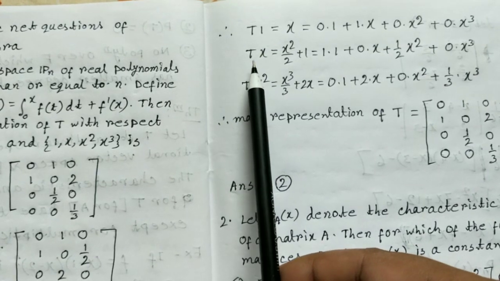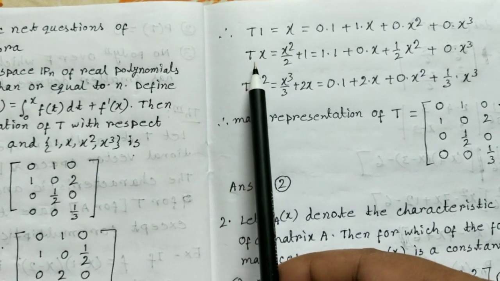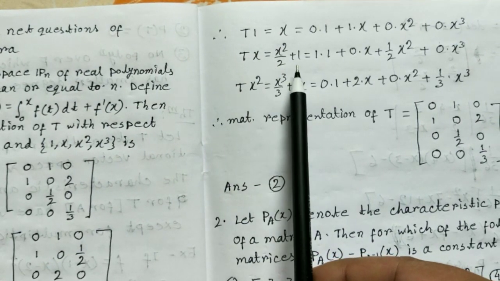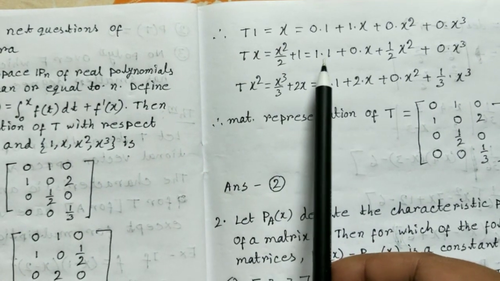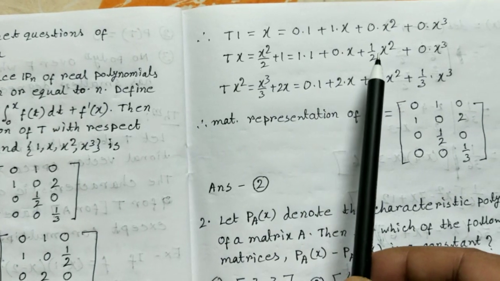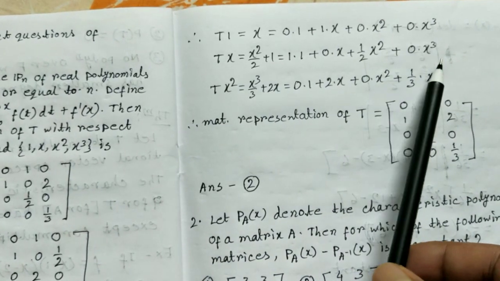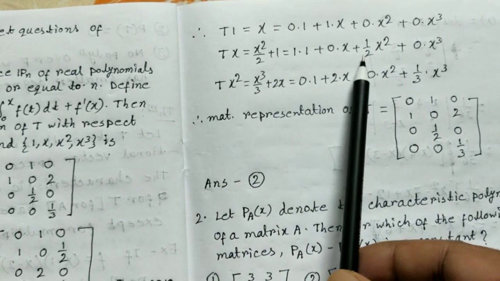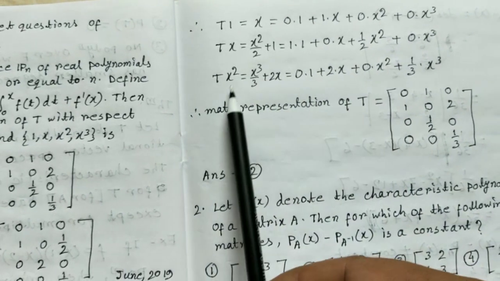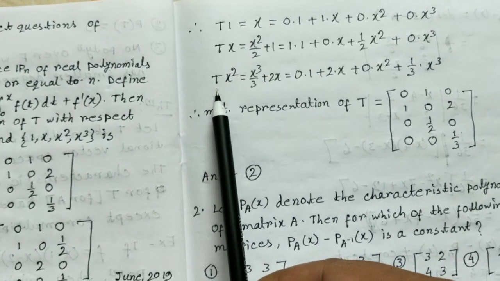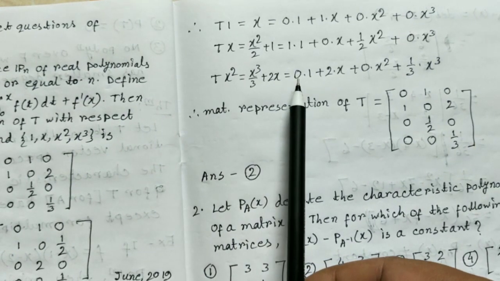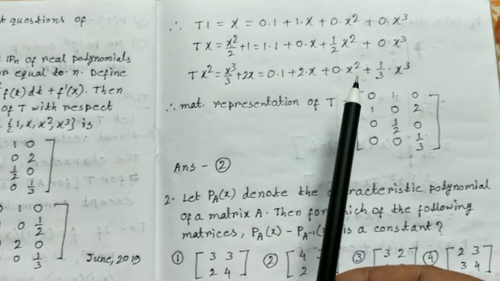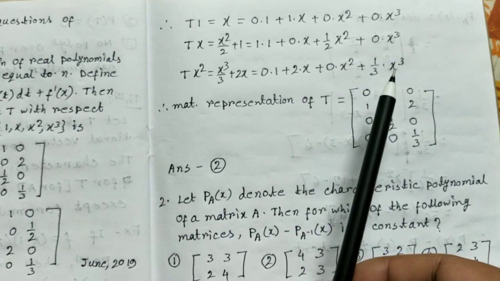The same thing happens next: T of x, that is x square by 2 plus 1. It can be written as 1 into 1 plus 0 into x plus half into x square plus 0 into x cube. So the coefficients are 1, 0, half and 0. Same as T of x square, that will be 0 into 1 plus 2 into x plus 0 into x square plus 1/3 x cube.